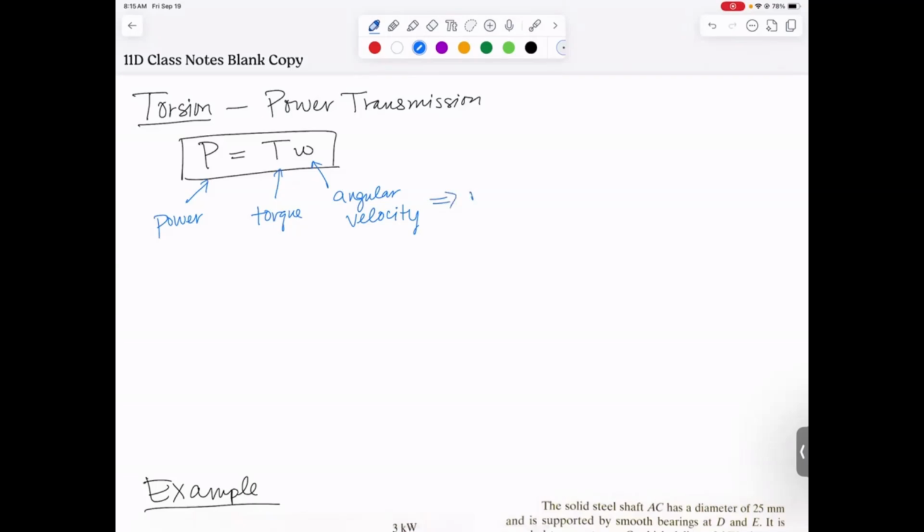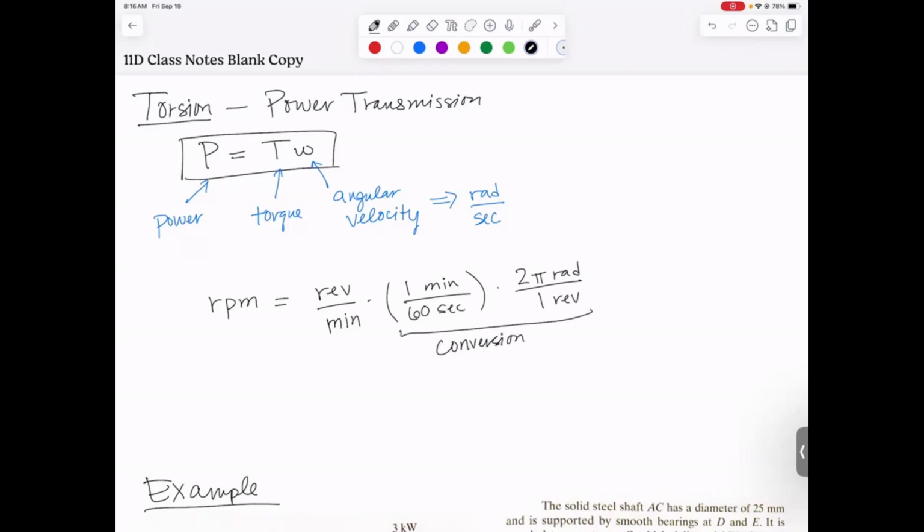Angular velocity must be in radians per second. We aren't often given radians per second, so what if we are given units of RPM? That's revolutions per minute. We'll need to convert this by multiplying by 1 minute in 60 seconds, so that's a form of 1. That'll let us cancel the minutes. We will also need to convert revolutions to radians. You might recall that there are 2 pi radians in a circle. So if you go around 1 revolution of a shaft, you've gone 2 pi radians. So this is the conversion we need in order to go from RPM to radians per second, which you'll sometimes need to do in your homework problems.